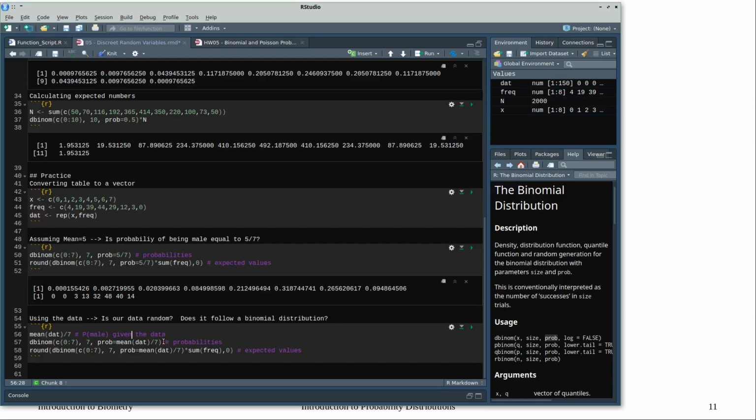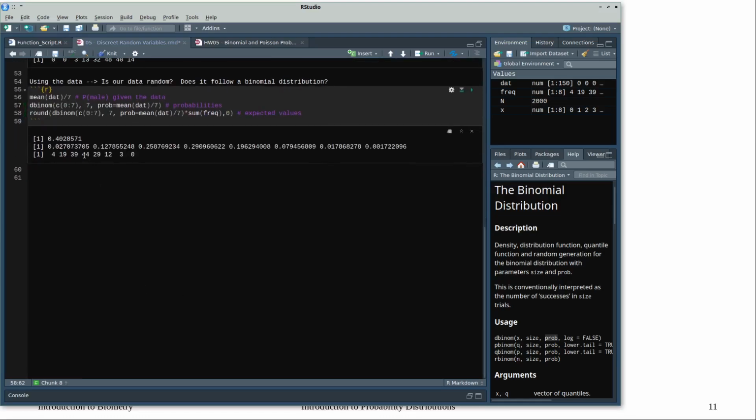Then I did the exact same thing as above, calculated my probabilities using the dbinom function. Then using those probabilities, I calculated the expected numbers, again using the sum of the frequency, and you'll note that I used the mean of our vector over 7 for the probabilities, and again I rounded. So our probability of being male given the data was 0.403.